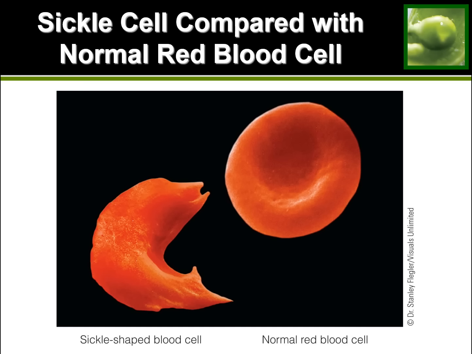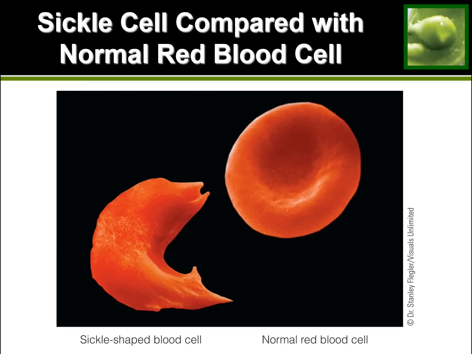Now, sometimes there is an error in this process, and that's when we can develop things such as sickle cell anemia, which you see in this picture over here. On the right-hand side, you see what a normal red blood cell should look like, and on the left-hand side, you see where there was an error in the making of this cell, and it's a lot different structure than what it should look like.